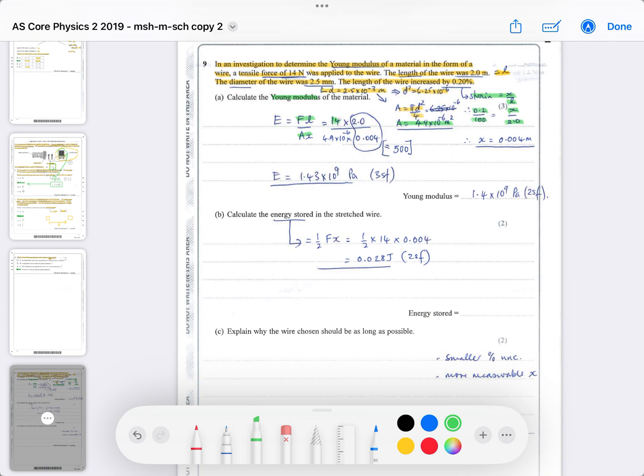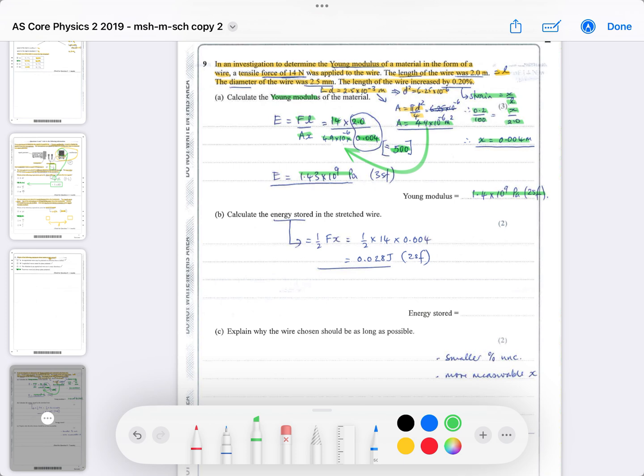So the force we know, this is the inverse of strain, yeah? So it's 2 over the extension, which I worked out as 2% of 2 meters. So I could have actually just inversed the 2%. Because that is 500, the inverse of 0.2%, I should say. And then the area we calculated before, so you put the area into the equation, and you can get the answer to 3 significant figures as 1.43 times 10 to the 9, or you can change it to 2 significant figures, because I think most of the data is only given to 2 significant figures.